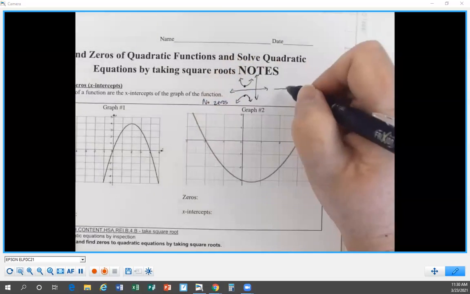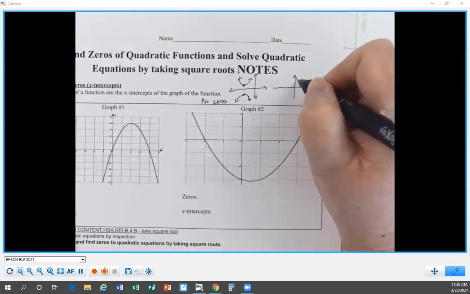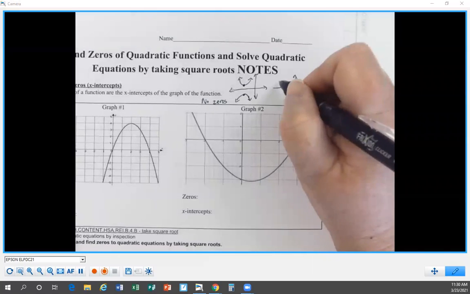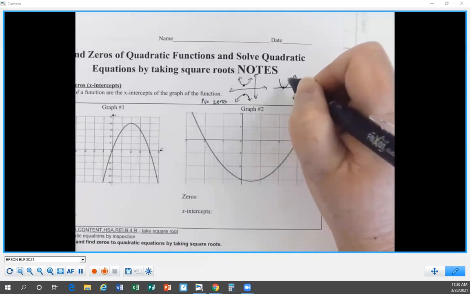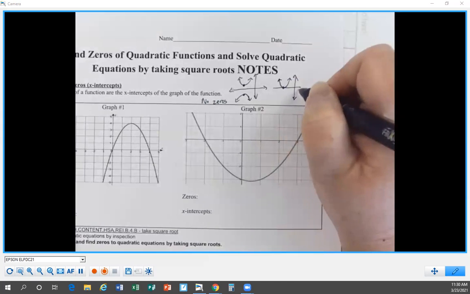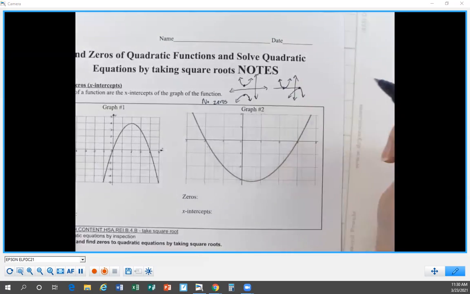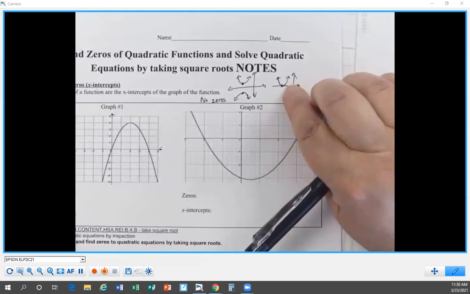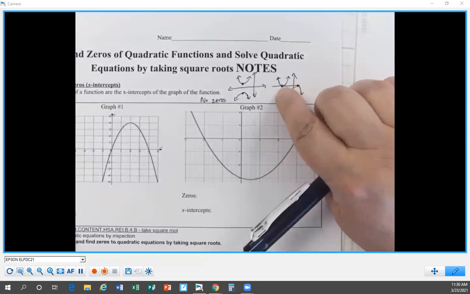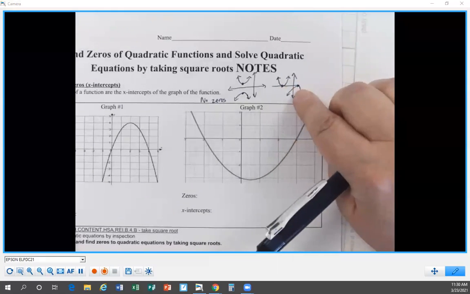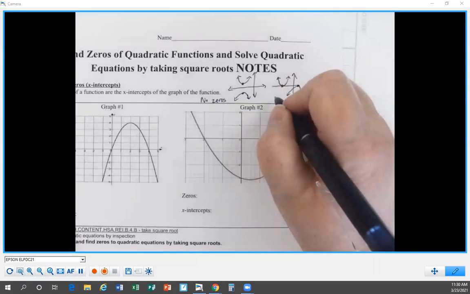If we had a parabola with its vertex right on the x-axis, whether that's a positive parabola or a negative parabola, we have 1 zero, meaning it would intersect at 1 point. Okay, so this parabola has 1 zero. This parabola has 1 zero.